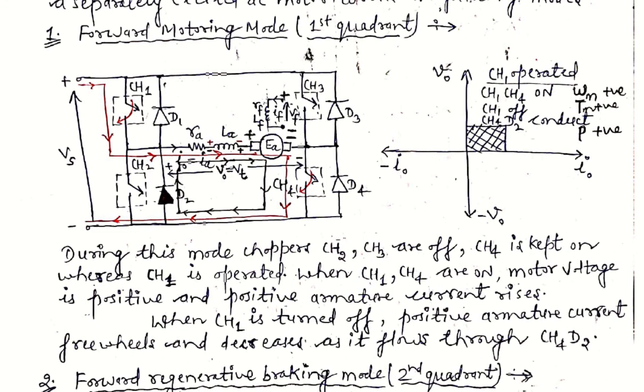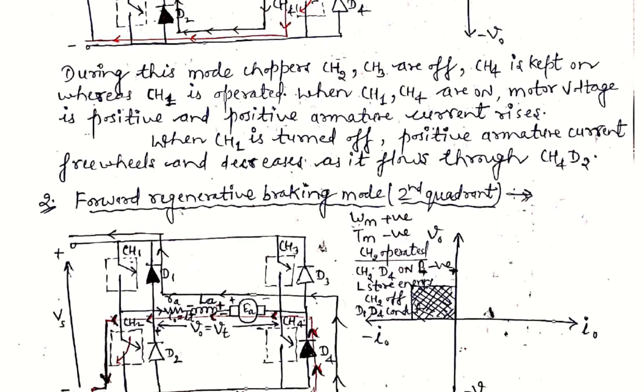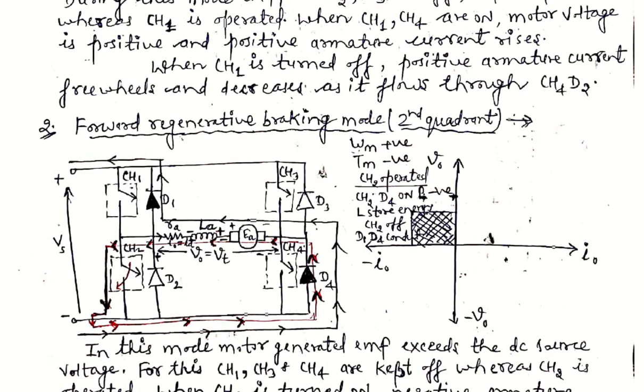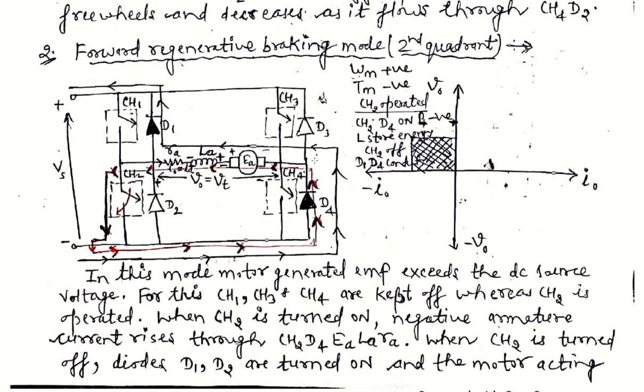Now we'll come to the second mode, which is known as the forward regenerative braking mode. In this mode of operation, our DC machine will be working as a generator, and it will supply power to the input side. Why? Because our back EMF will be greater than this DC source voltage, so power will be flowing from this load side to the source side. So it is a regenerative braking mode of operation, and here also there are two modes of operation.